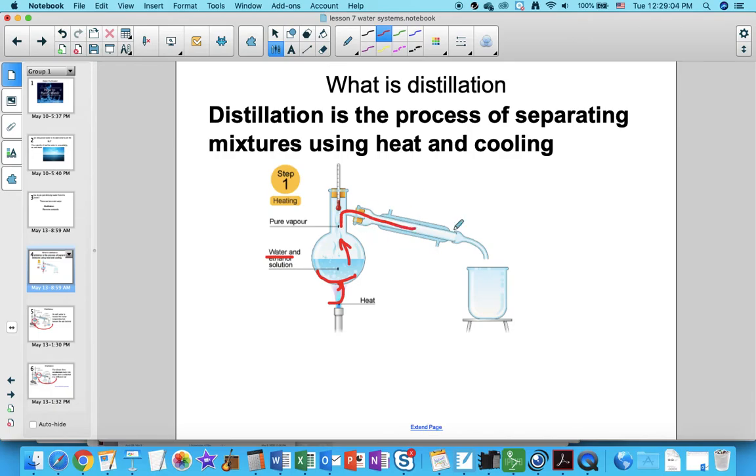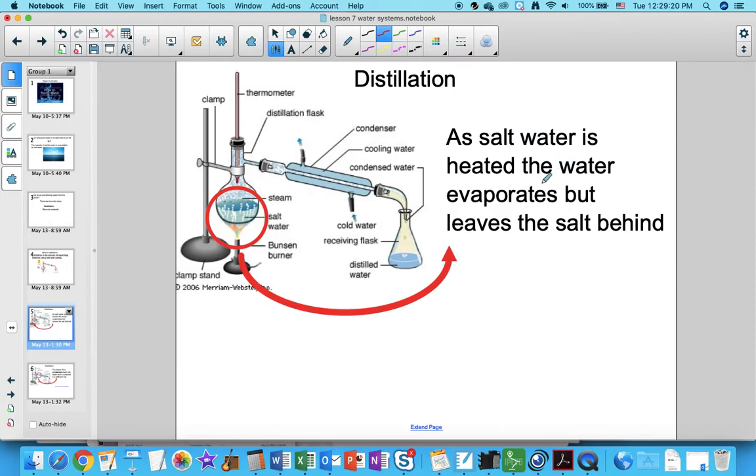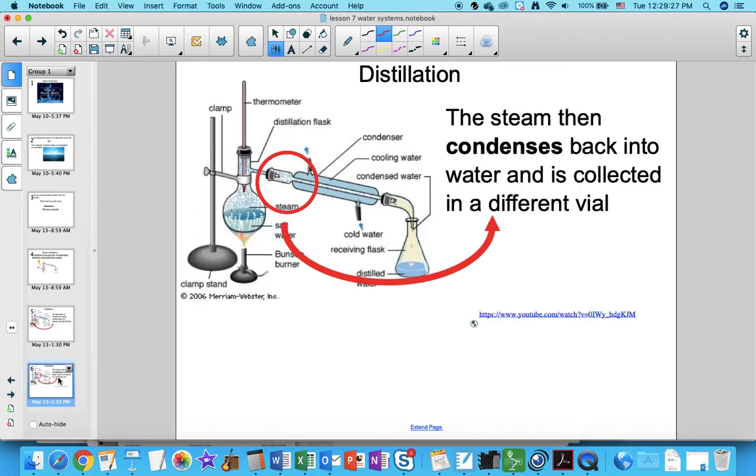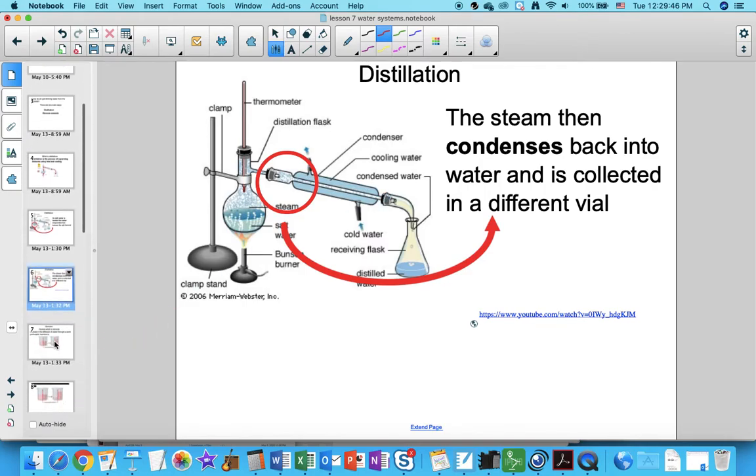As it does this, it goes through this, which cools the water, which turns it from gas back into liquid, and it drips out into another jar. And so now you have the water without the salt, resulting in fresh water, right? As salt water is heated, the water evaporates and the salt is left behind, right? Here we see that. Then the steam condenses, which is the term used for moving from gas to liquid back into water via a different vial called a cooling tube or a condenser. And so as this water turns back into liquid, it drips back down into the other vial. And so we get fresh water. In this video, we'll talk about that.